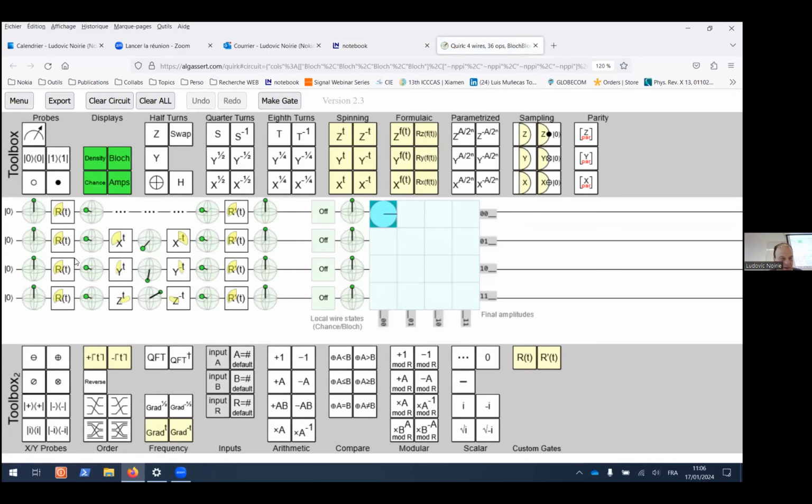So here I apply x to the power of t, y to the power of t, z to the power of t, and the inverse, as I already told you before, is you just have a minus sign applied. And this will give the same when you have some pseudo-random qubit here, you get the same.